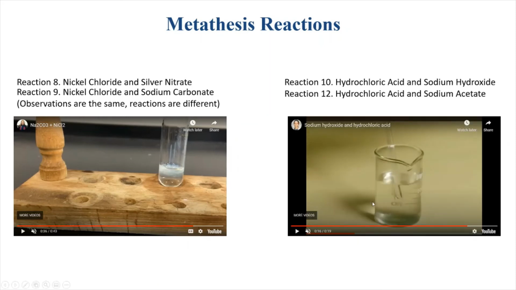So you can see that that was the result of mixing the two colorless solutions together. Now with the hydrochloric acid, so with reaction 10, you're going to want to note that if you were to feel that beaker, it would feel a little warm. So that may be an indication that something happened. And something also happens with reaction 12.